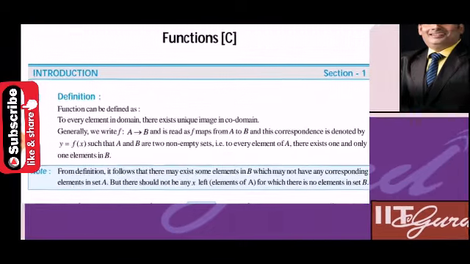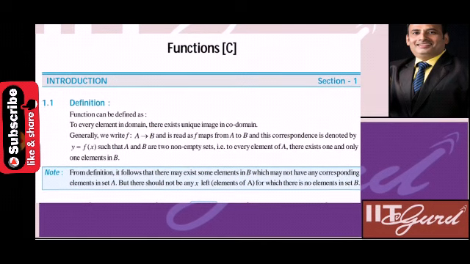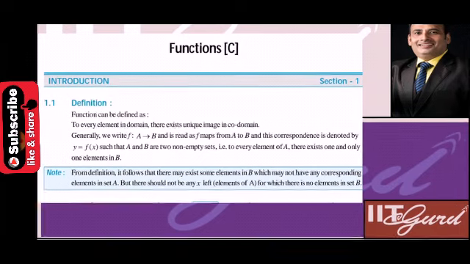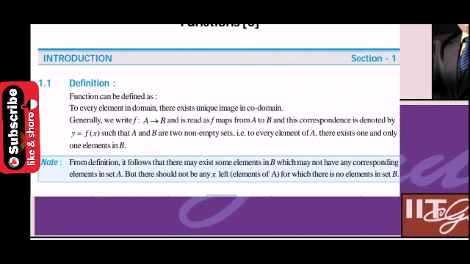Before starting, let me go over the definition of the function. What is a function? As I have already told, the literal meaning of the function is its self-definition. So, function can be defined as: to every element in the domain there exists a unique image in the codomain. Generally, we write f: A to B.